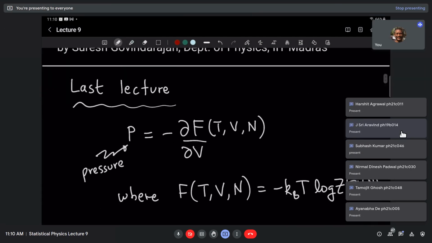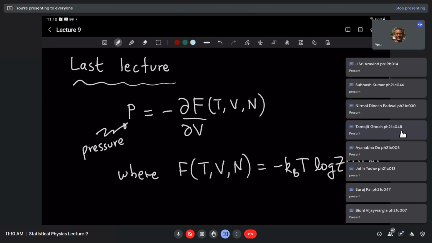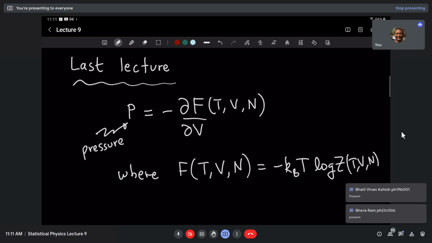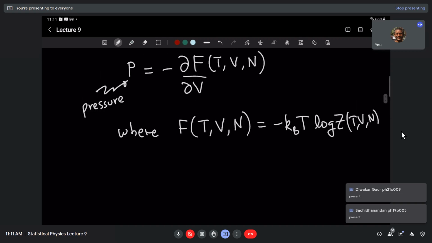Last lecture we worked out a formula for the pressure, and actually this is a universal formula. It's not specific to the ideal gas, because if you remember, we just used that there was some system. We didn't use too many details in this formula, but we saw that this combination, which is minus kBT times log Z, appeared. Okay, and so this I call the Helmholtz free energy.